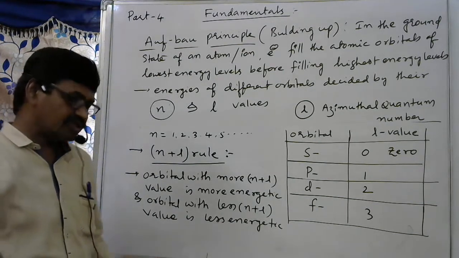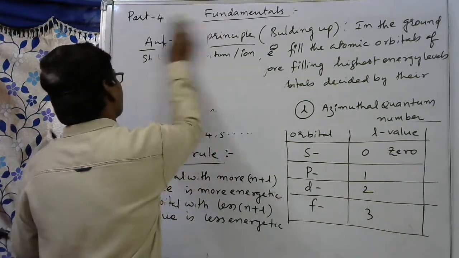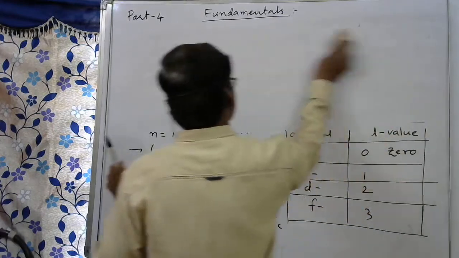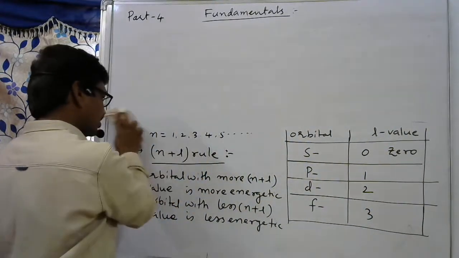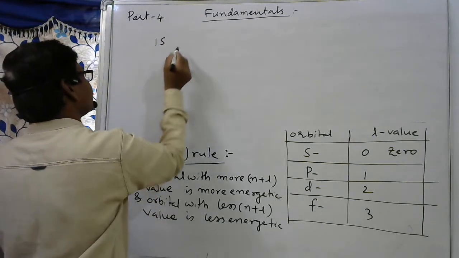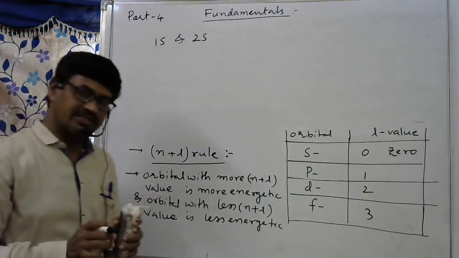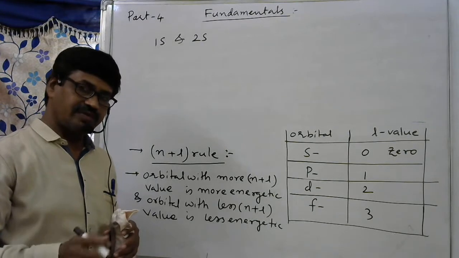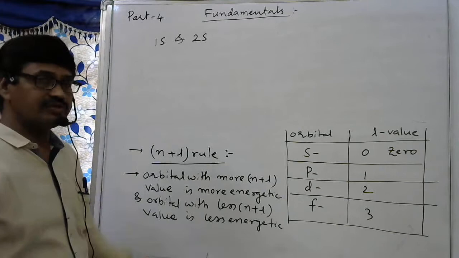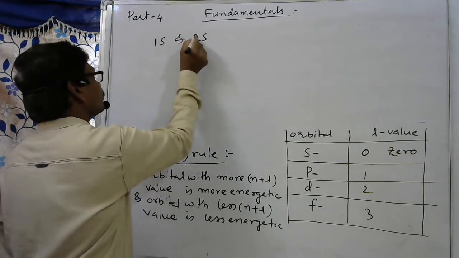Here I'll give some examples related to n plus L, to show how we can decide the energies of different orbitals. I am taking the 1s orbital and the 2s orbital. Among these two, which is more energetic and which is less energetic? Based on that, we can decide which orbital receives electrons first, 1s or 2s. Here 1 and 2 are the n values.